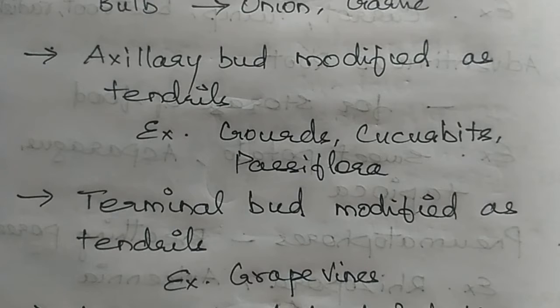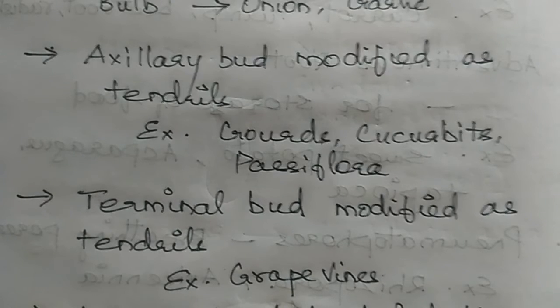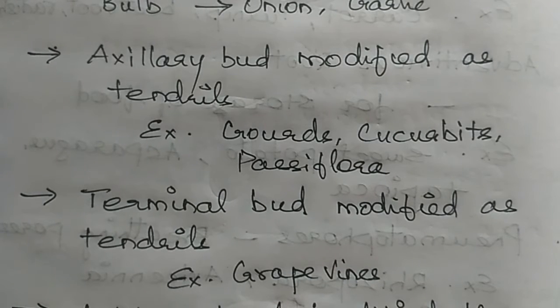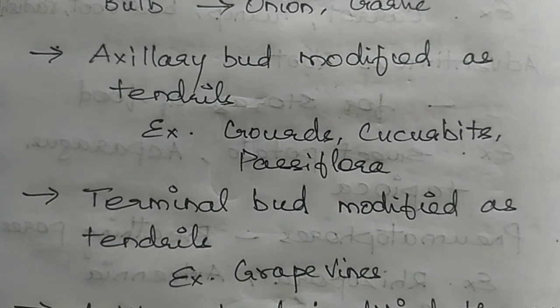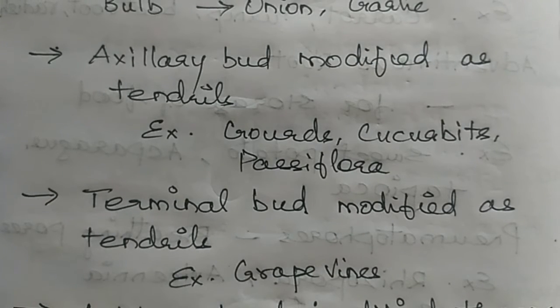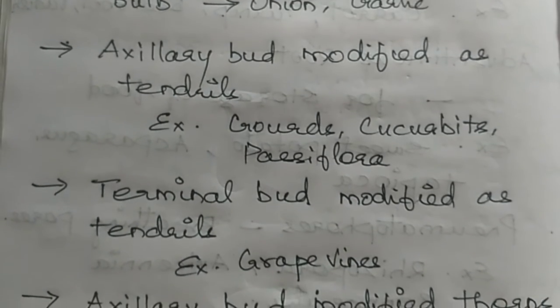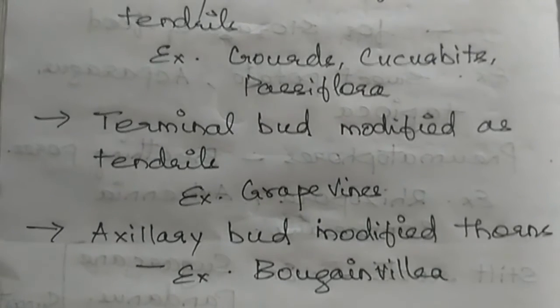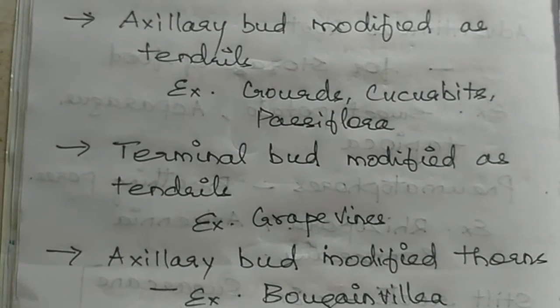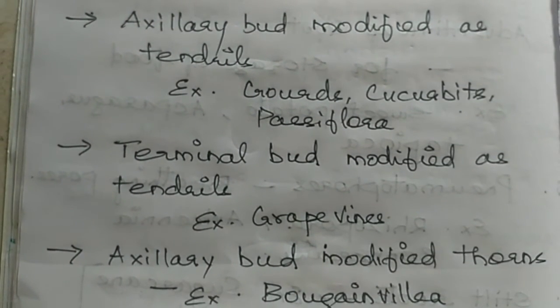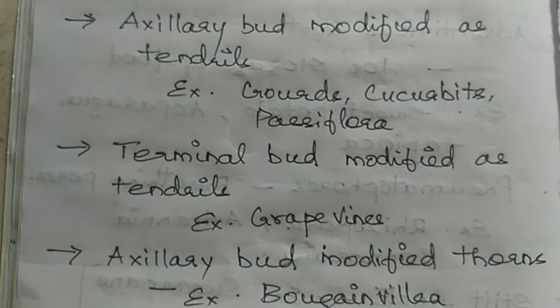The bud which arises from the axil of the leaf is called the axillary bud, and they are modified as tendrils. The famous examples are gourds, cucurbits and passiflora. So you should know the examples mainly. And next, in case of grapevines, the terminal bud is modified as tendrils. So in grapevines, the terminal bud is modified as tendrils.